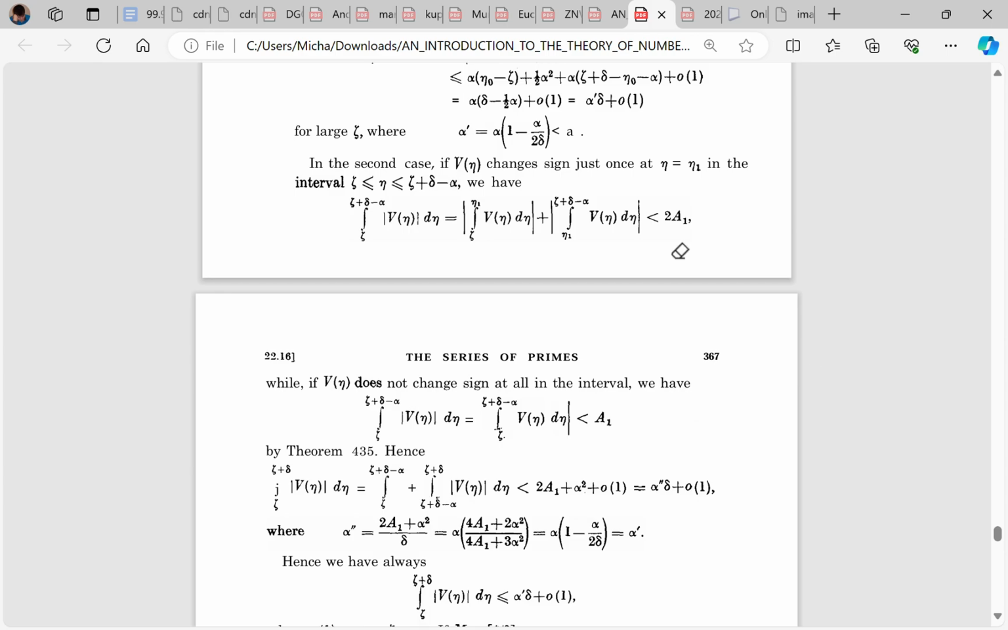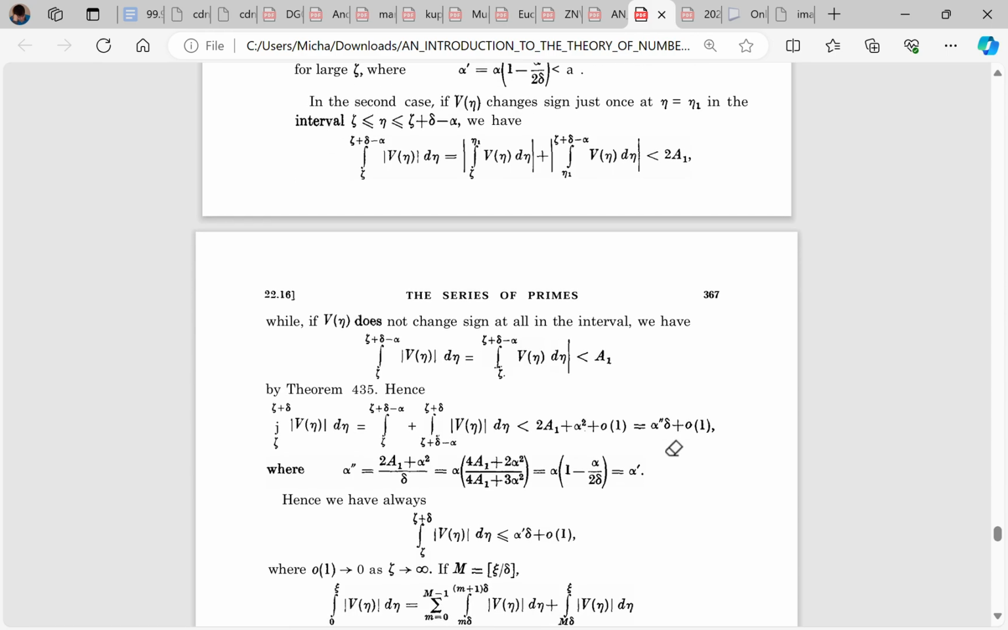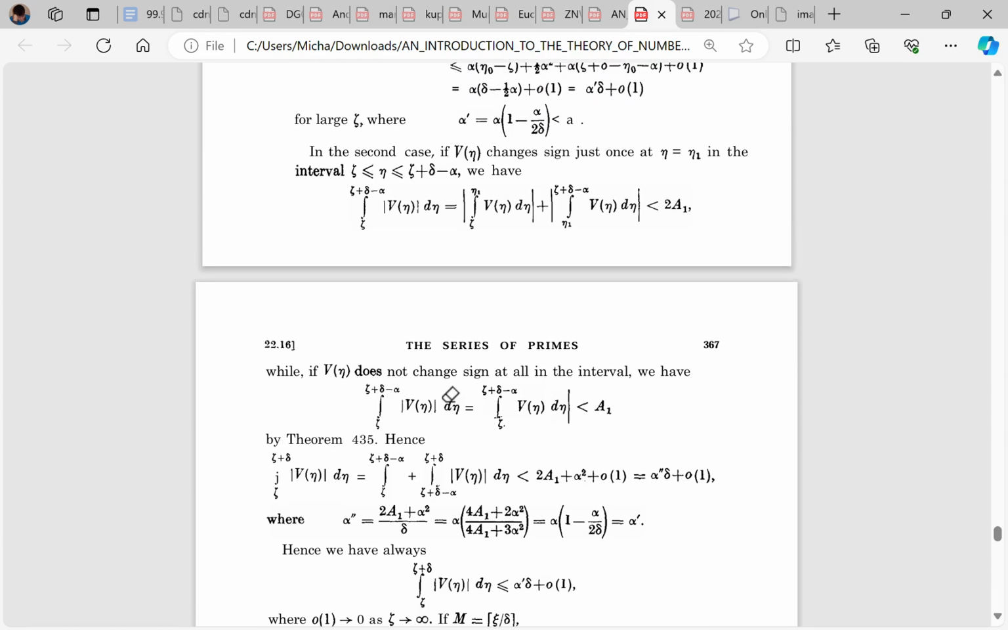Yeah, so it's bounded by 2a1. If it does not change sign at all, yep, so the absolute value just goes to the outside straight away. It's bounded by a1. Yep.